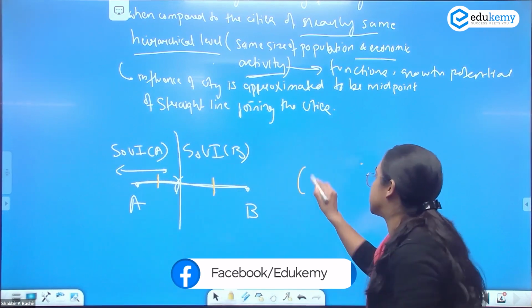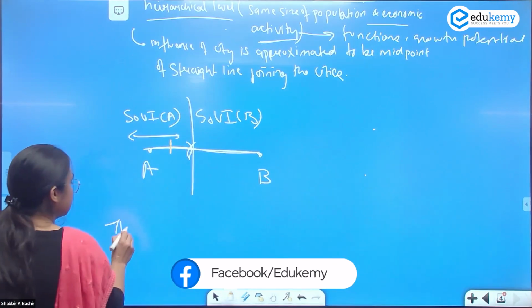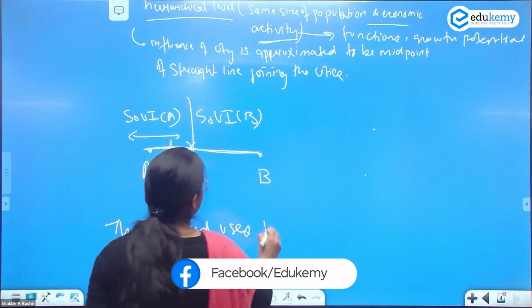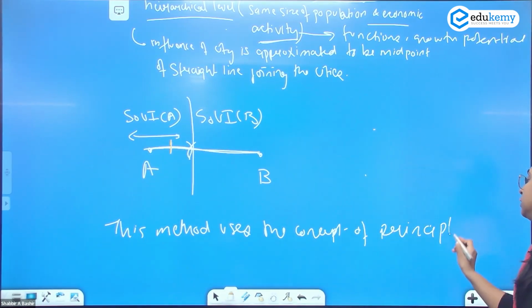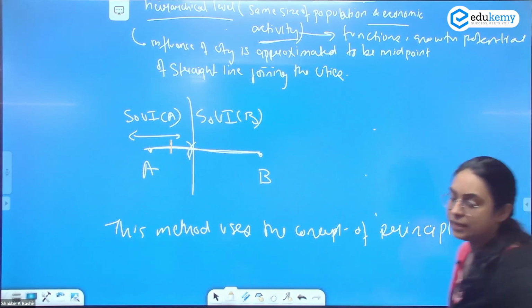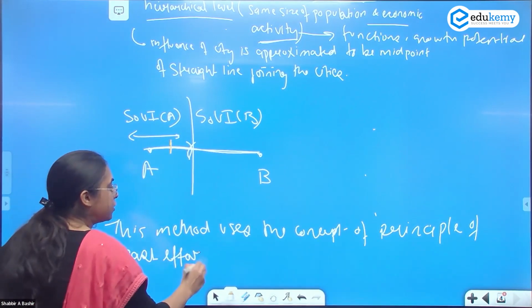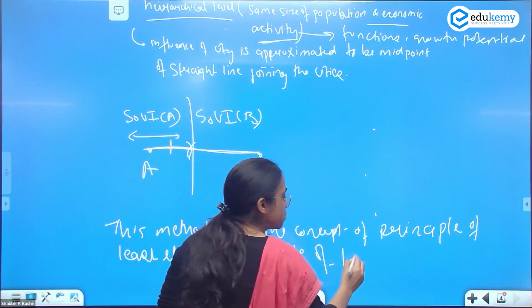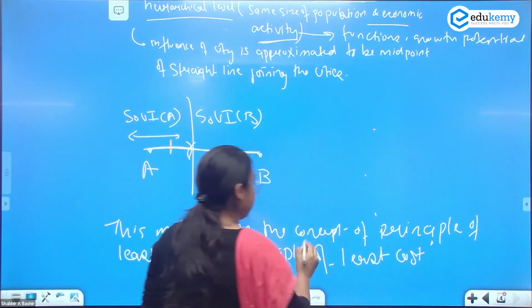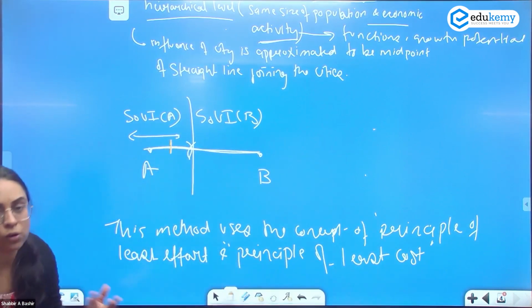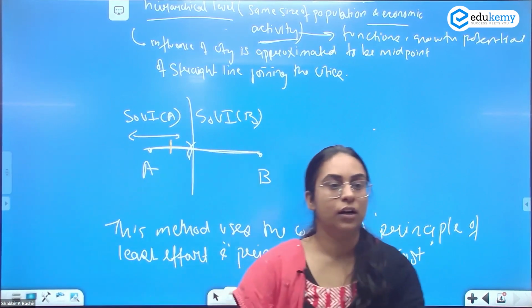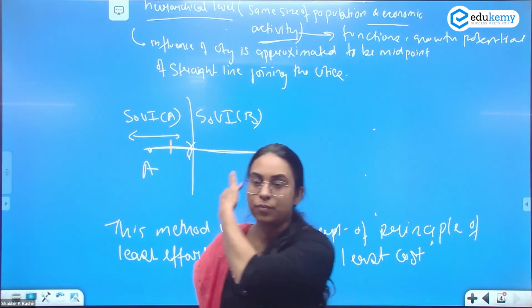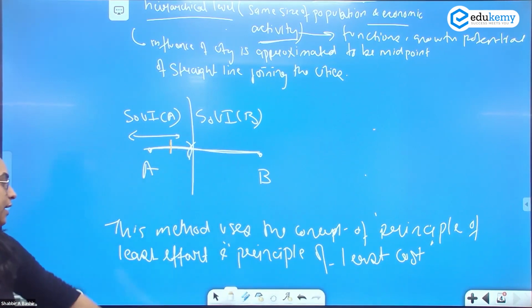So one of the assumption is it, or you can write this method uses the concept of the principle of least effort and the principle of least cost. जहाँ पे cost कम होगा वहाँ पे जाएंगे, जहाँ पे traveling cost कम होगा वहाँ पे जाएंगे, effort भी कम होगा और cost भी कम होगा. ठीक है? So you can take this example.